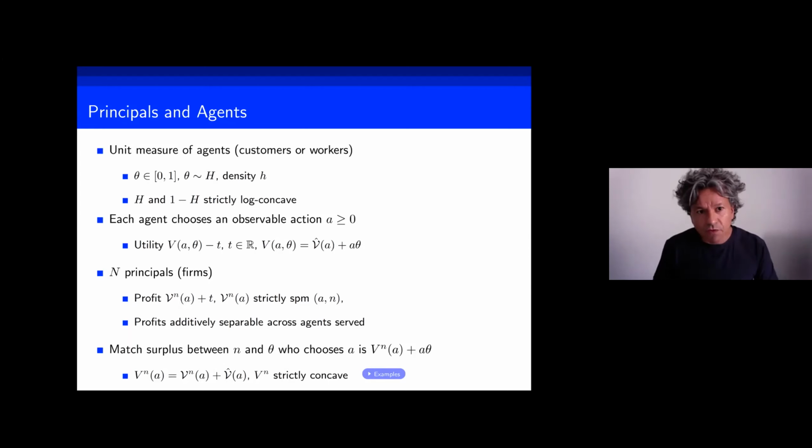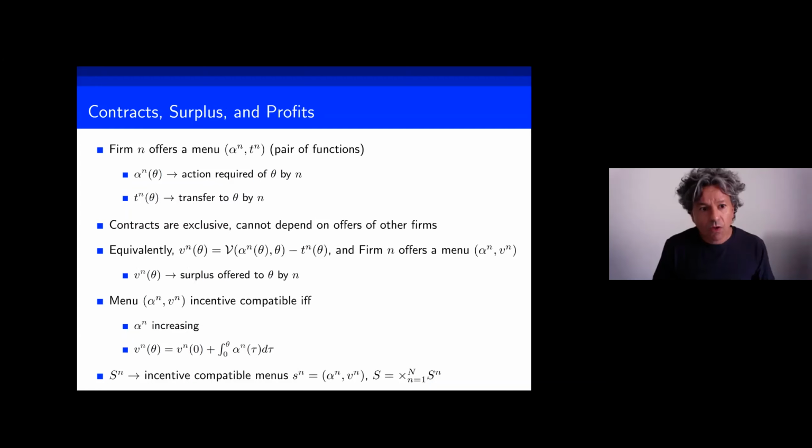So these are in terms of principles and the agents in the model. What else do we have here? Well, each firm will offer a menu, a pair of functions. This alpha function is a function that for each theta instructs what will be the action that the agent of type theta will choose, and similarly for the T, the transfer.